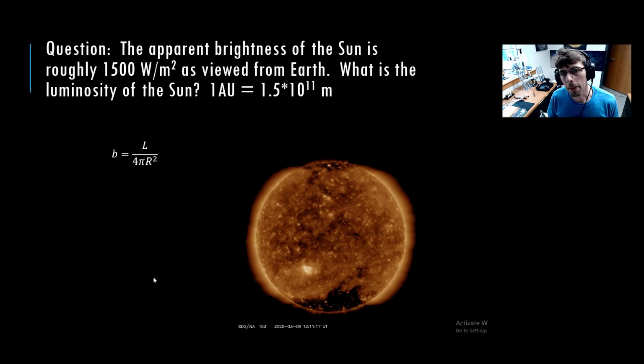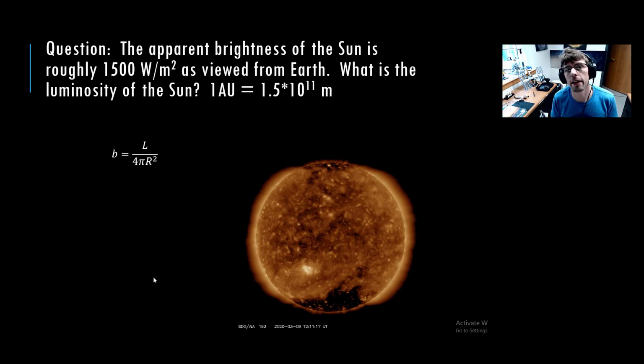The apparent brightness of the sun is roughly 1,500 watts per meter squared as viewed from Earth. So that is how much energy the sun deposits on a square meter of Earth every second. So what is the luminosity of the sun? I've given you the conversion of 1 astronomical unit to meters, and I've given you the brightness of the sun. Go ahead, find the luminosity of the sun. You got it? Yeah, good.